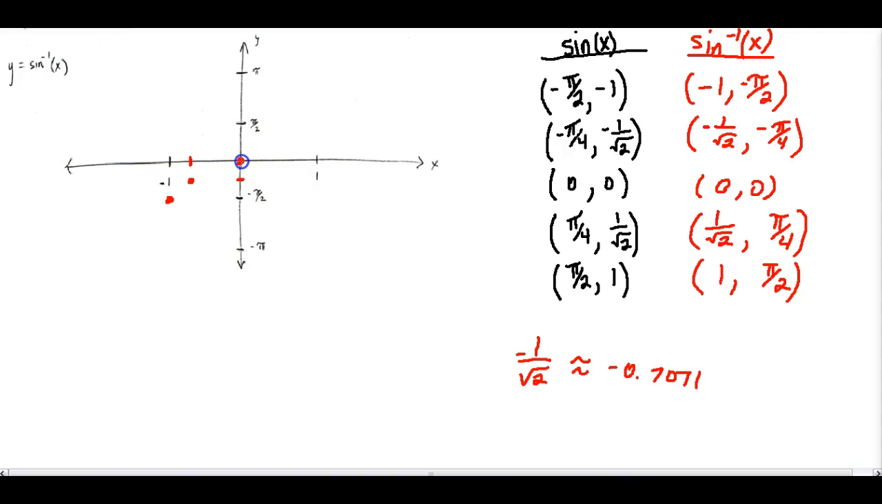Then we have the point 0, 0. And then we have positive 1 divided by square root of 2, pi over 4. Again, halfway between 0 and pi over 2 on the y-axis would be about here. And if this is halfway in between 0 and 1 on the x-axis, then 0.7 will be about right here. So we'll plot that point. And then the last point will be 1, pi over 2. If we just follow that general profile, we see that our graph ends up looking something like this.